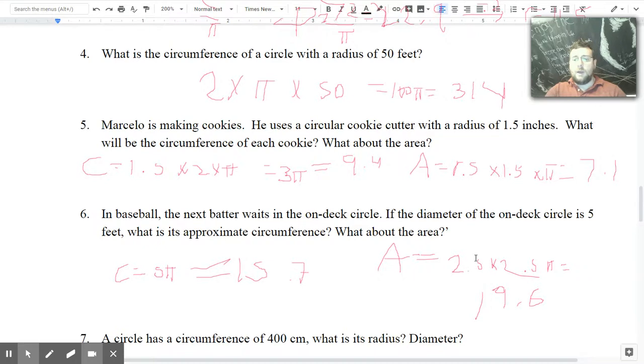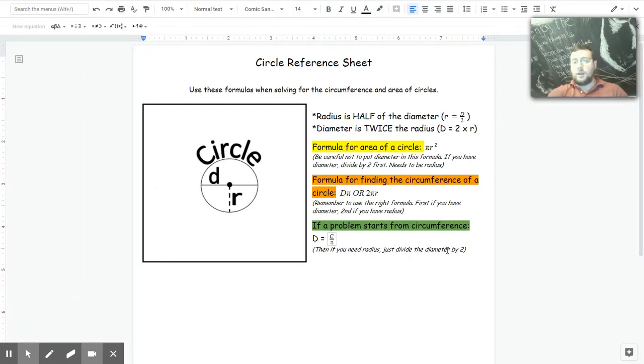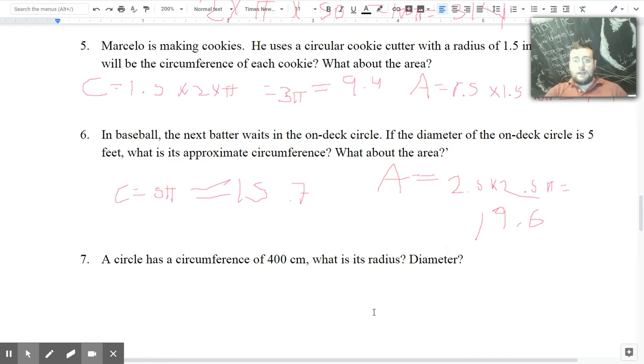All right, we have one last one left. A circle has a circumference of 400. Oh, it started by giving you circumference. So I already know which formula I'm going to need. The last one, diameter equals circumference divided by pi. So they want the radius and the diameter in that case. So let's try to figure that out. So the circumference is 400. And if I divide that by pi, I will get the diameter of this circle.